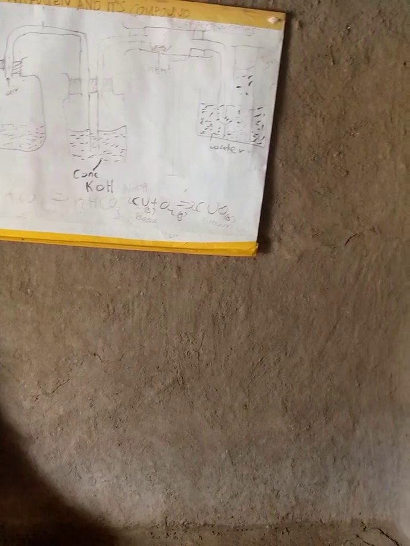Now let us look at some of the properties of nitrogen. We are going to start with the physical properties. One physical property of nitrogen is that it is a colorless, odorless and tasteless gas. Second, it is almost insoluble in water, thus collected over water.